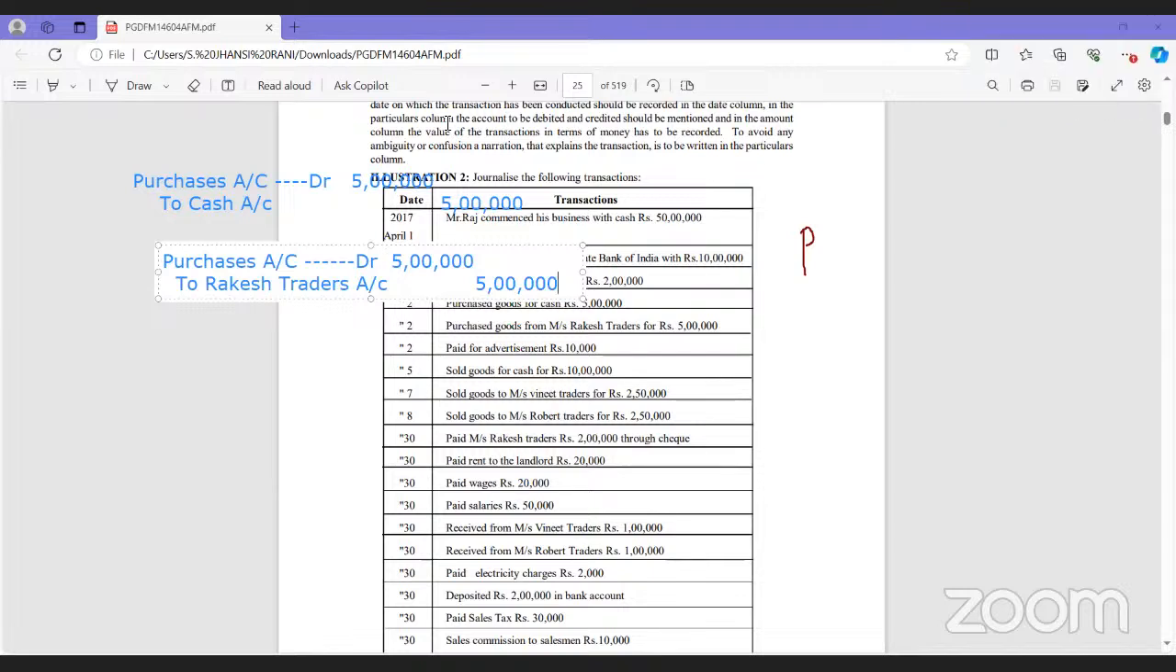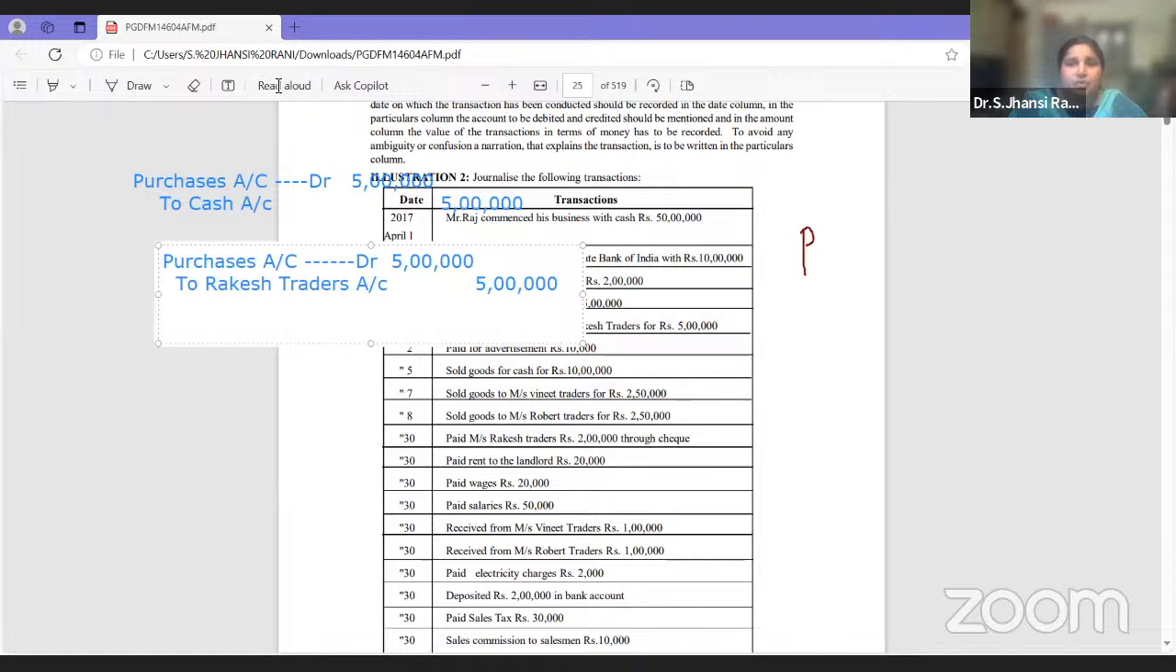Next. Okay, the next one. Paid for advertisement, rupees 10,000. Advertisement comes under what? Advertisement is an expenditure to me. Expenditure means it comes under nominal account. Advertisement comes under nominal account. Why? Because we said debit all expenses. What we discussed in the earlier class: debit all expenses as per nominal account, credit all incomes and gains.